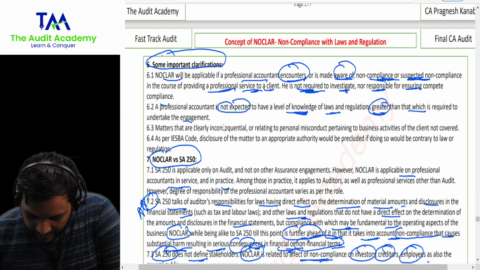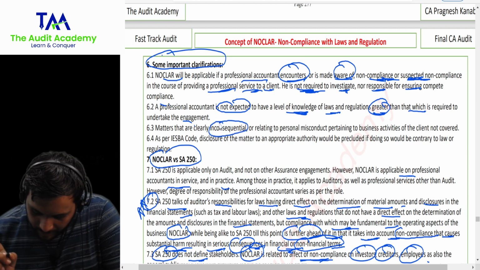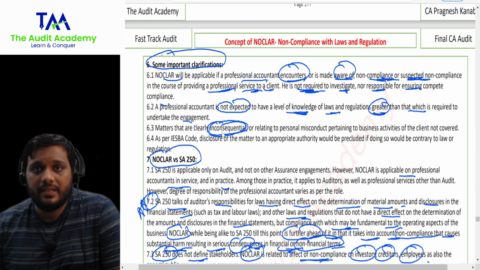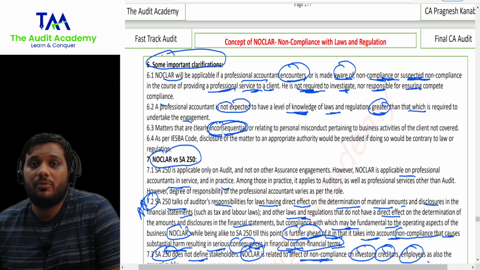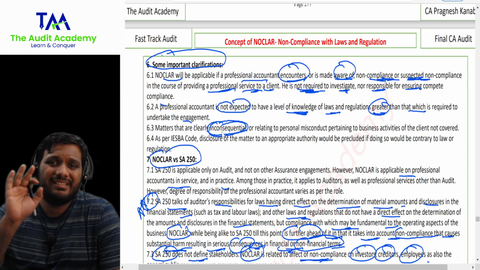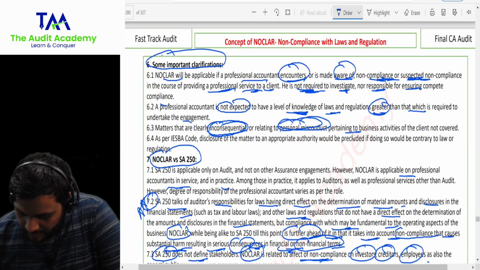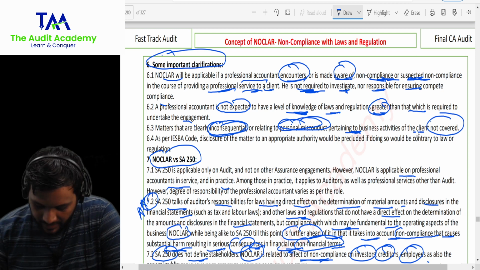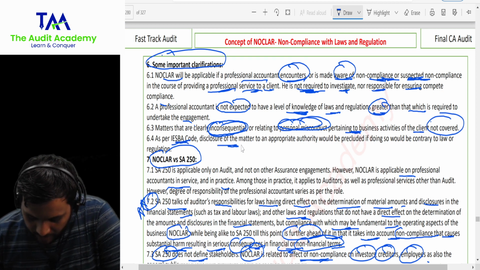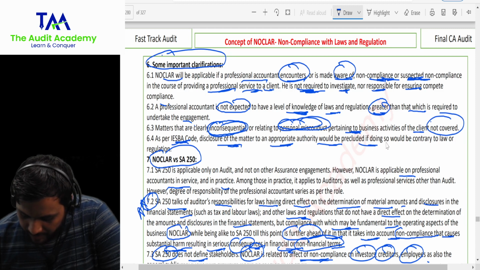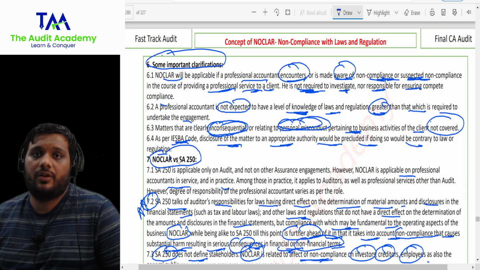Next, matters that are clearly inconsequential. Very important point. Matters that are clearly inconsequential. So you have to think about materiality. If the non-compliance is completely immaterial or relates to personal misconduct not pertaining to business activities of the client, these things are not covered. As per the ICAI Code, disclosure of the matter to an appropriate authority would be precluded if doing so would be contrary to law and regulation.